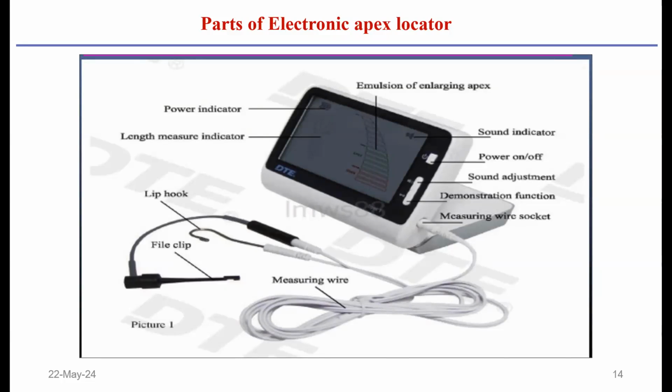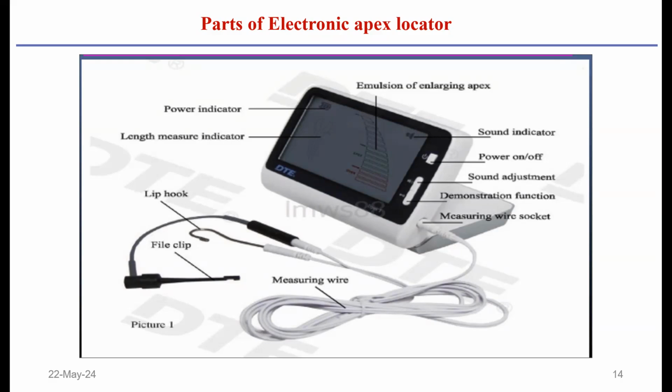So this is an apex locator. There are different models; this is one of the models. You can see the readings on the screen, and there will be a wire which will have two components. One will have a lip hook and another one will have a file clip, which will be connected to the file, a K file, and the K file will be introduced into the root canal which we want to assess the working length.